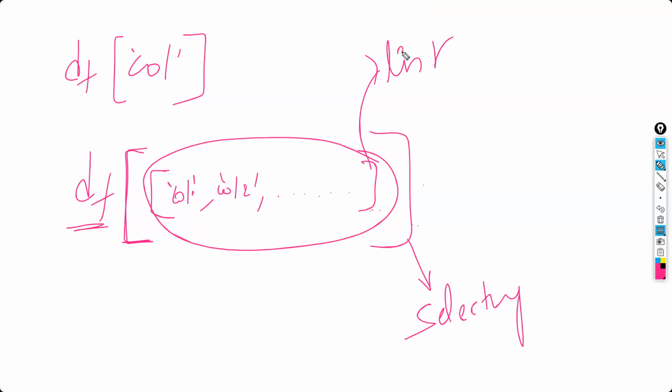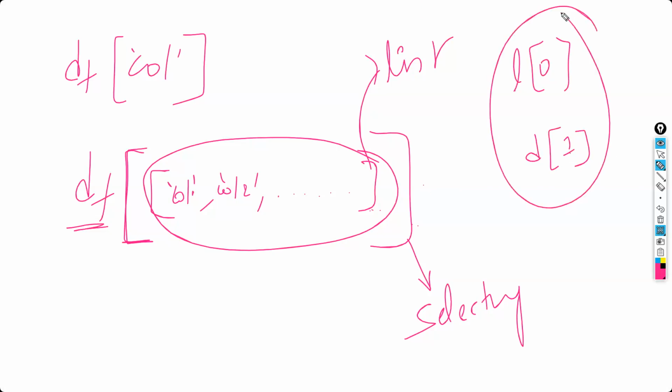Is the point clear? This bracket indicates that you are selecting, extracting something. Whether you take L of 0, where L is a list, it is the list index number 0. D of 1, where D is some kind of dictionary, means in the dictionary, whichever key named 1 is there, it is selecting the data. So wherever you write this, it is selecting the data.